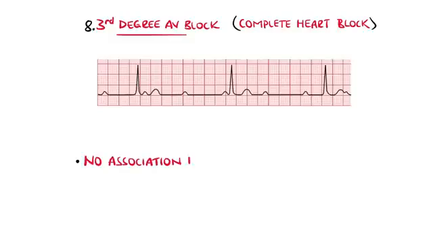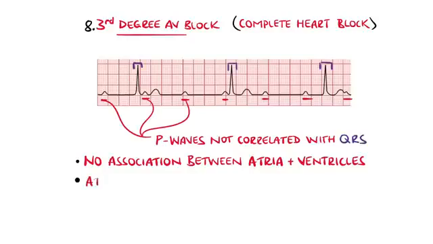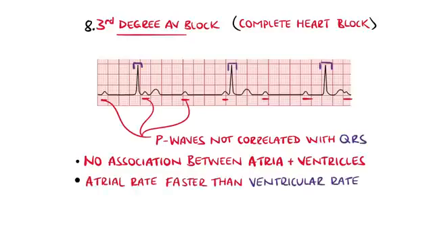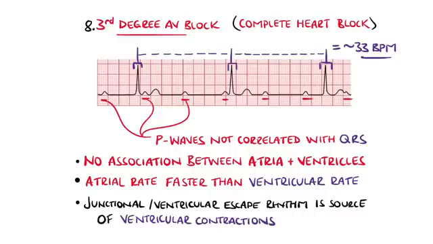In third degree AV block, there is no association between atrial and ventricular contractions. On the ECG, this appears as P waves that do not lead to a QRS complex, and more P waves than QRS complexes, indicating a higher atrial rate than ventricular rate, which is most commonly severely bradycardic. Typically, there are regular P waves and regular QRS complexes, but no association between the two, with the QRS complexes being generated by junctional or escape rhythms. I also have a video dedicated to heart blocks that I'll link here.